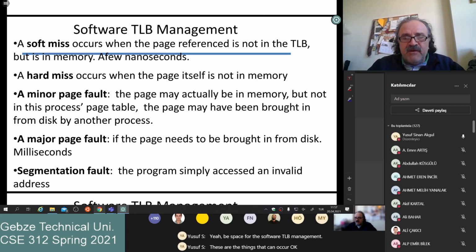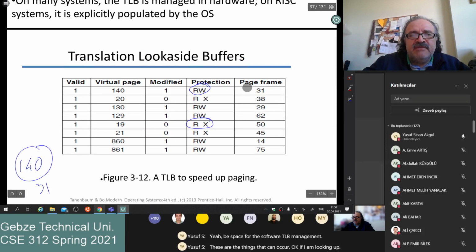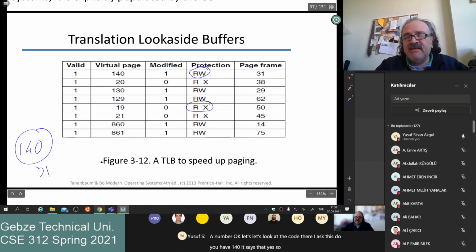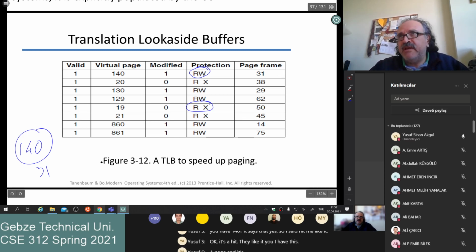Okay, if I am looking up a number, let's look at the code here. I asked, do you have 140? It says yes, so it's a hit. We like it. It's a hit. I have this page, and it's page frame number 31.